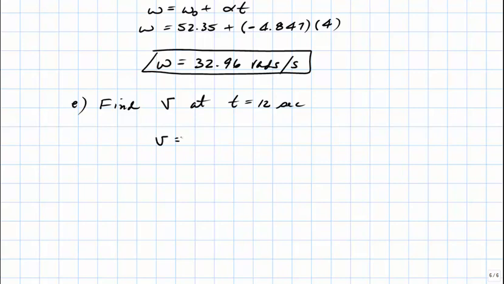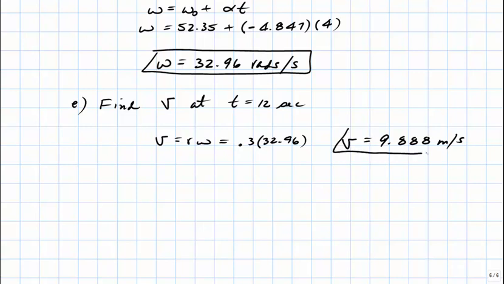Once again, the equation looks like this. V equals r omega. The radius was given as 0.3 meters. Omega was just calculated as 32.96. And therefore the velocity equals 9.888 meters per second.